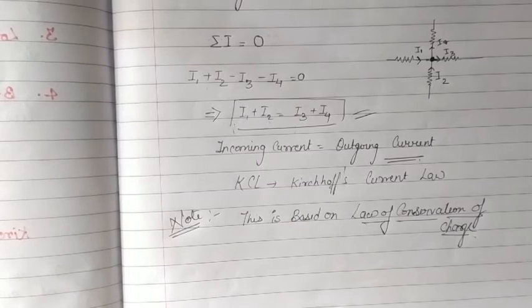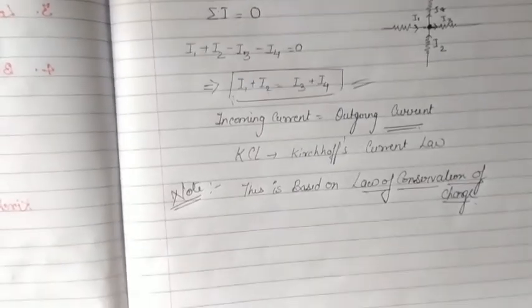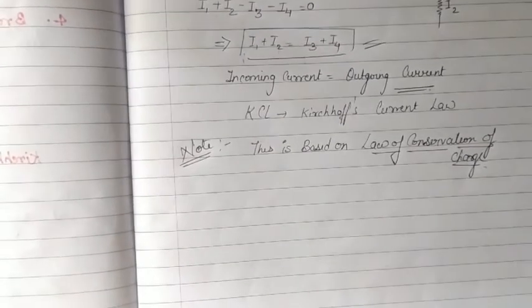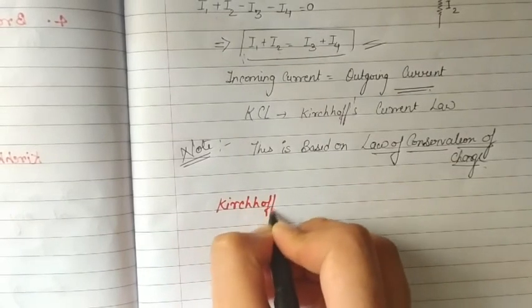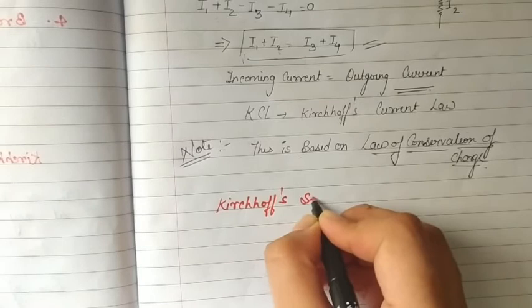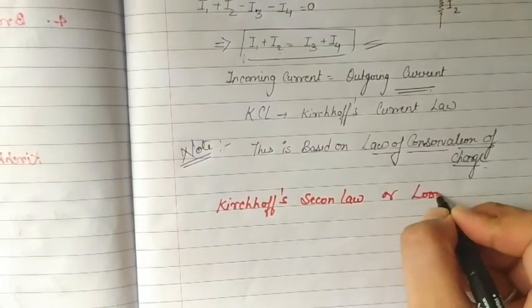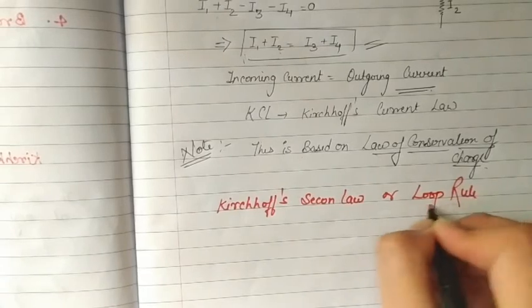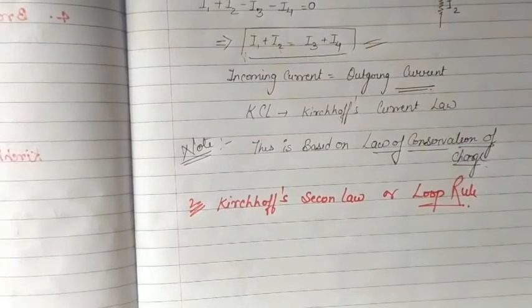Now moving to Kirchhoff's second law, which is sometimes called the loop rule. Kirchhoff's second law, or we can write it as the loop rule. This one is the second law of Kirchhoff.